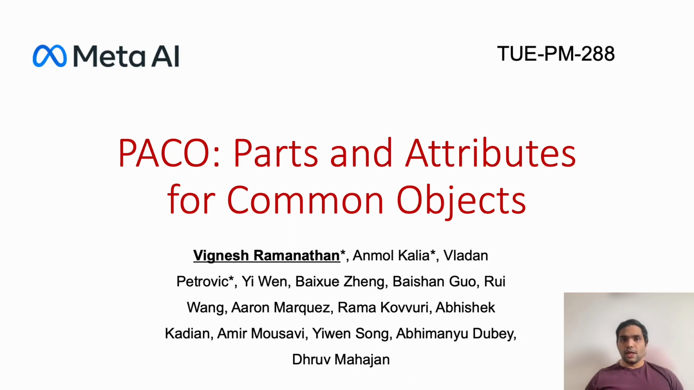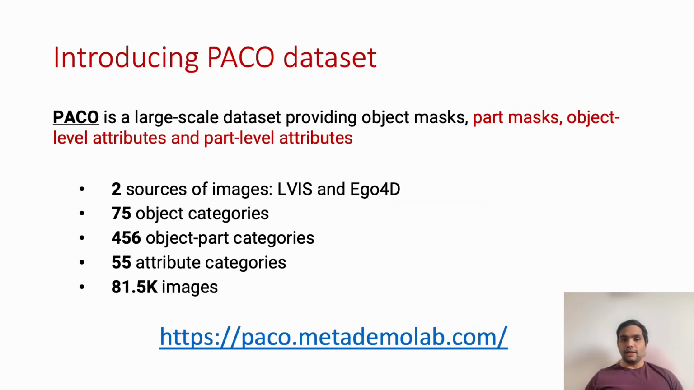Hello everyone. PACO, Paths and Attributes for Common Objects, is a work from Meta AI. It is a large-scale dataset jointly providing object masks, part masks, and object as well as part level attributes. It is sourced from two popular datasets, LVIS and Ego4D, spanning 75 objects, 456 object parts, 55 attributes, and roughly 81,000 images. The dataset is available at the link below.